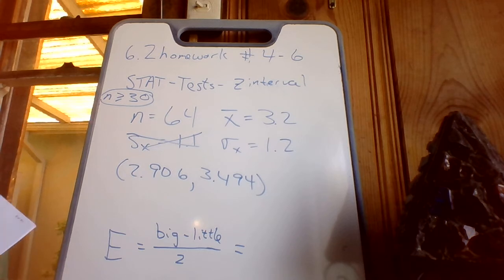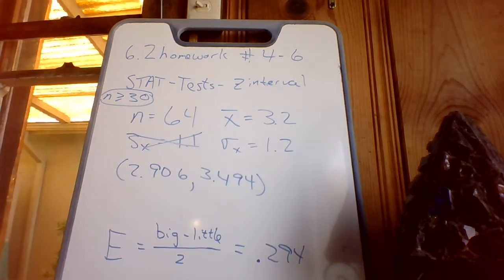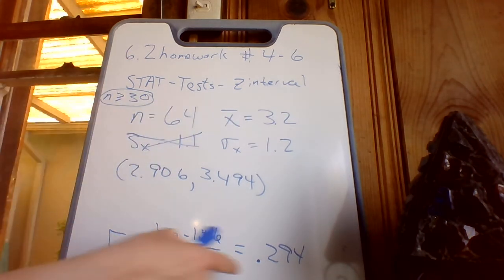Now on here, it says construct a confidence interval. I've done it. There's my confidence interval. Now the other two say, and compute the margin of error. This one didn't ask that, but I'll go ahead and do it anyway. Big minus little: 3.494 minus 2.906, divided by 2, is 0.294. So this would have said, the average number of magazines is 3.2 plus or minus 0.294.